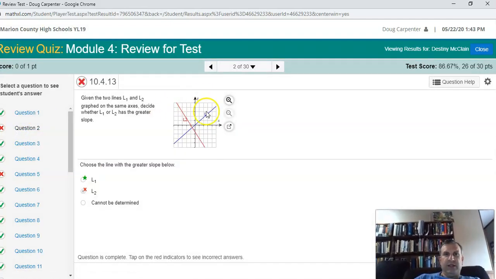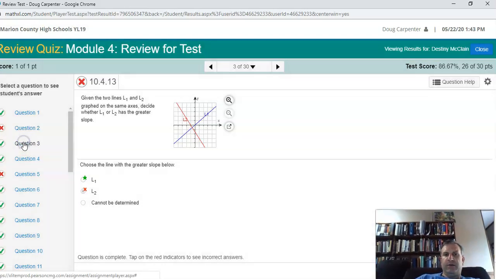All right, which line has the greater slope? Well, this one's positive, so it naturally has a greater slope than the negative. Also, if you have a line, and let's say it's positive, but it cuts through here, whichever line is higher, that's the greater slope. Whichever line is higher, that's the greater slope.